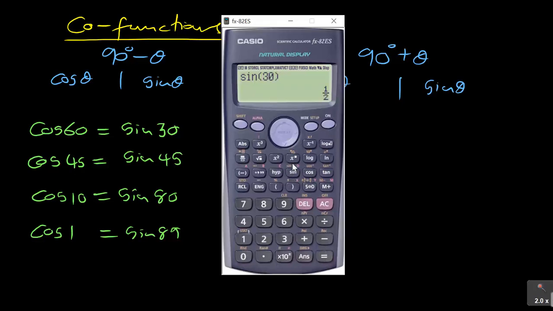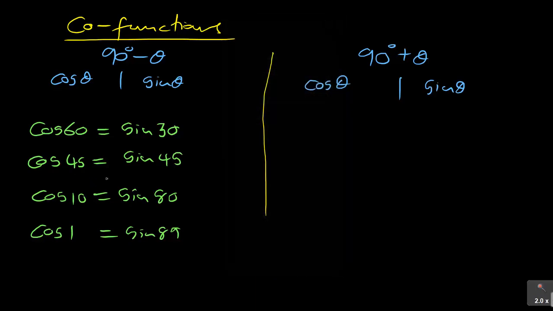See that it's also a half. Cos 45 is root 2 over 2. Sine 45 is root 2 over 2. Cos 10 is equal to 0.984, and then cos 10 is sine 80. Remember, it's 0.984. Sine 80, 0.984. Cos 1, 0.99984, and then sine 89, 0.99984.